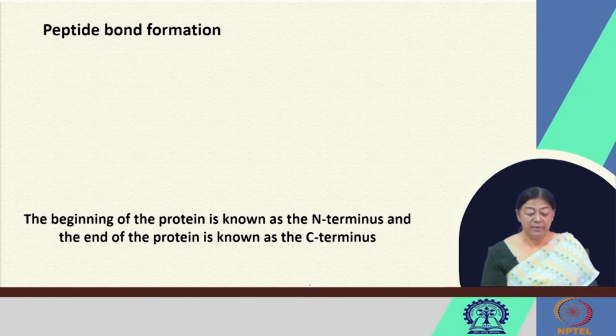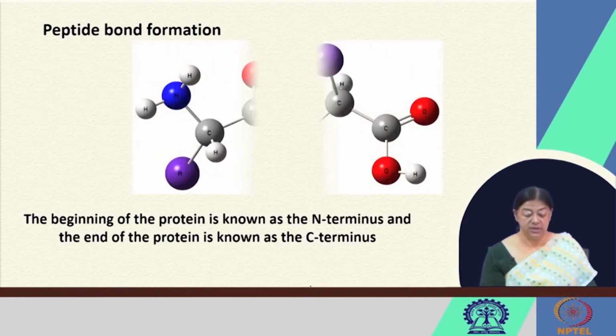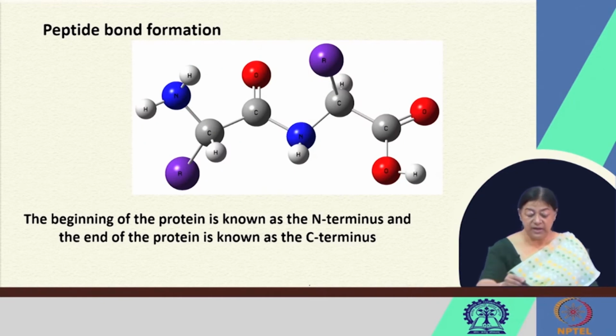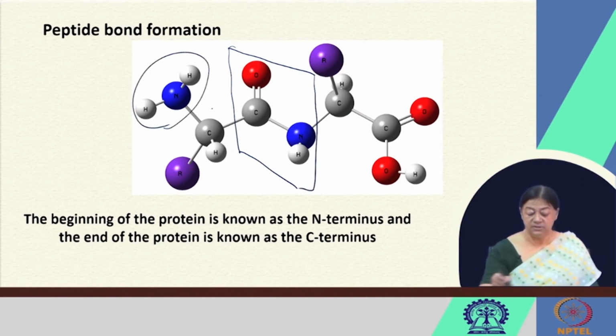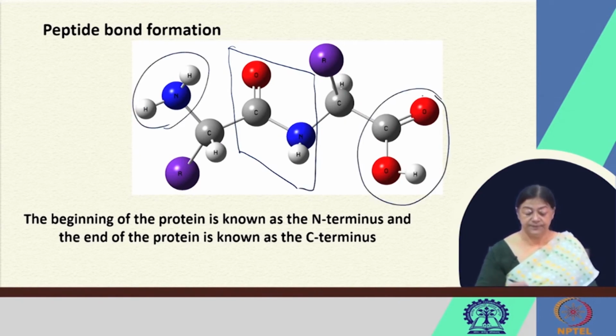So, now that we have the peptide bond formation, we understand the beginning of the protein is known as the N terminus and the end of the protein is known as the C terminus. So, what we have is we understand now that this is our peptide bond, amino terminus, C terminus.